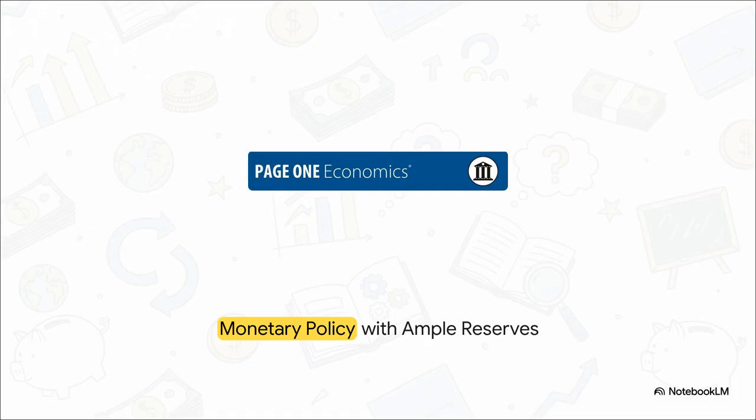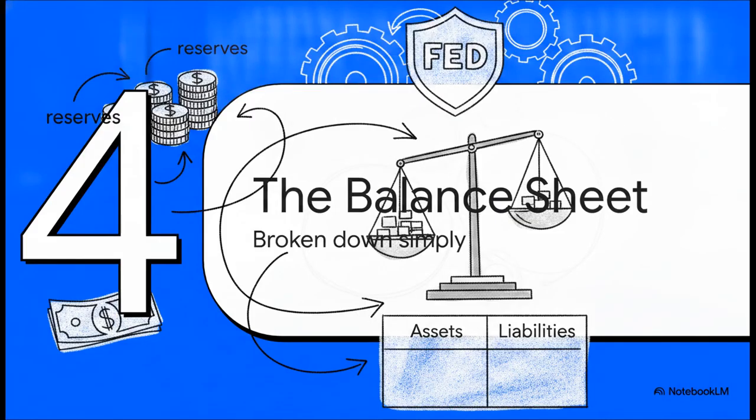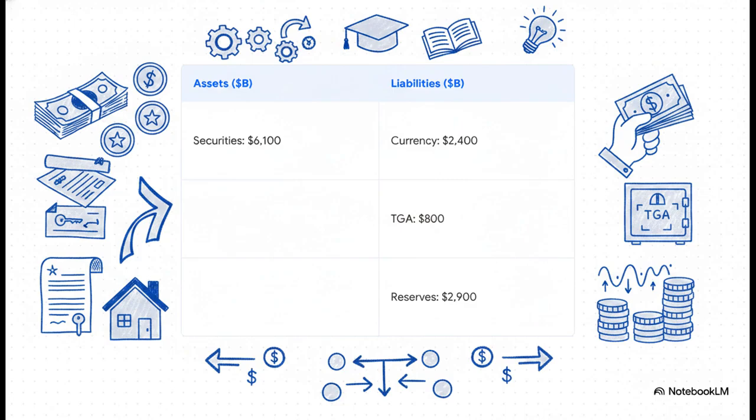It's an absolutely fantastic way to update how you teach monetary policy today. Which naturally leads us to Section 4, the balance sheet broken down. This simplified ledger is just a beautiful way to break down the Fed's primary assets against its liabilities for your class. On the asset side, it's overwhelmingly U.S. Treasuries and agency mortgage-backed securities, totaling about $6.1 trillion in this example.